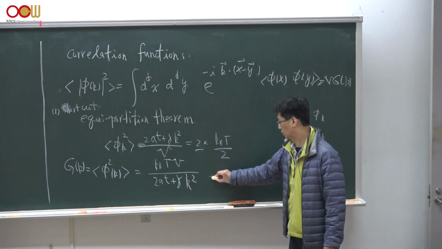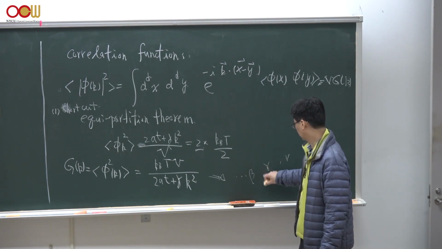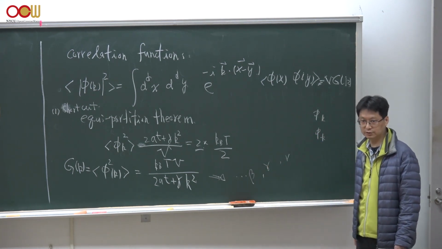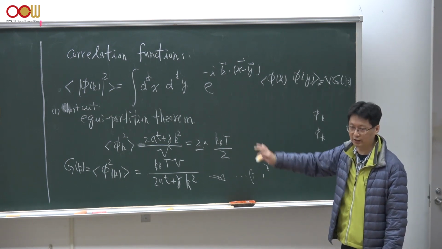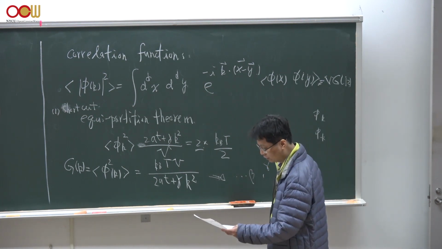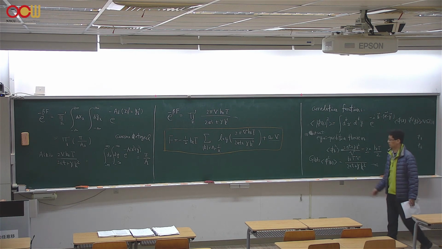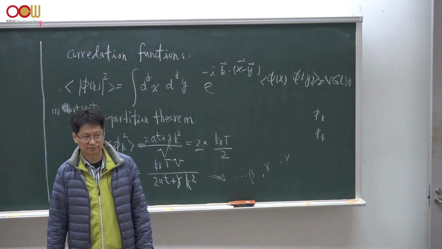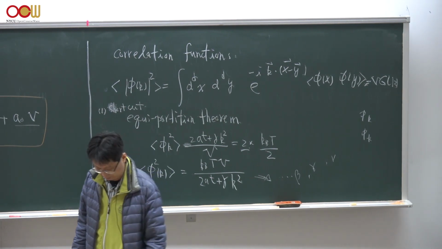And from this, we easily obtain all sorts of exponents, beta, gamma, nu, and so on and so forth, that we already obtained. But this is just a shortcut, and next time we will formally try to evaluate things based on this Landau's free energy in Fourier space. So that's about it for today, and we will continue next time.